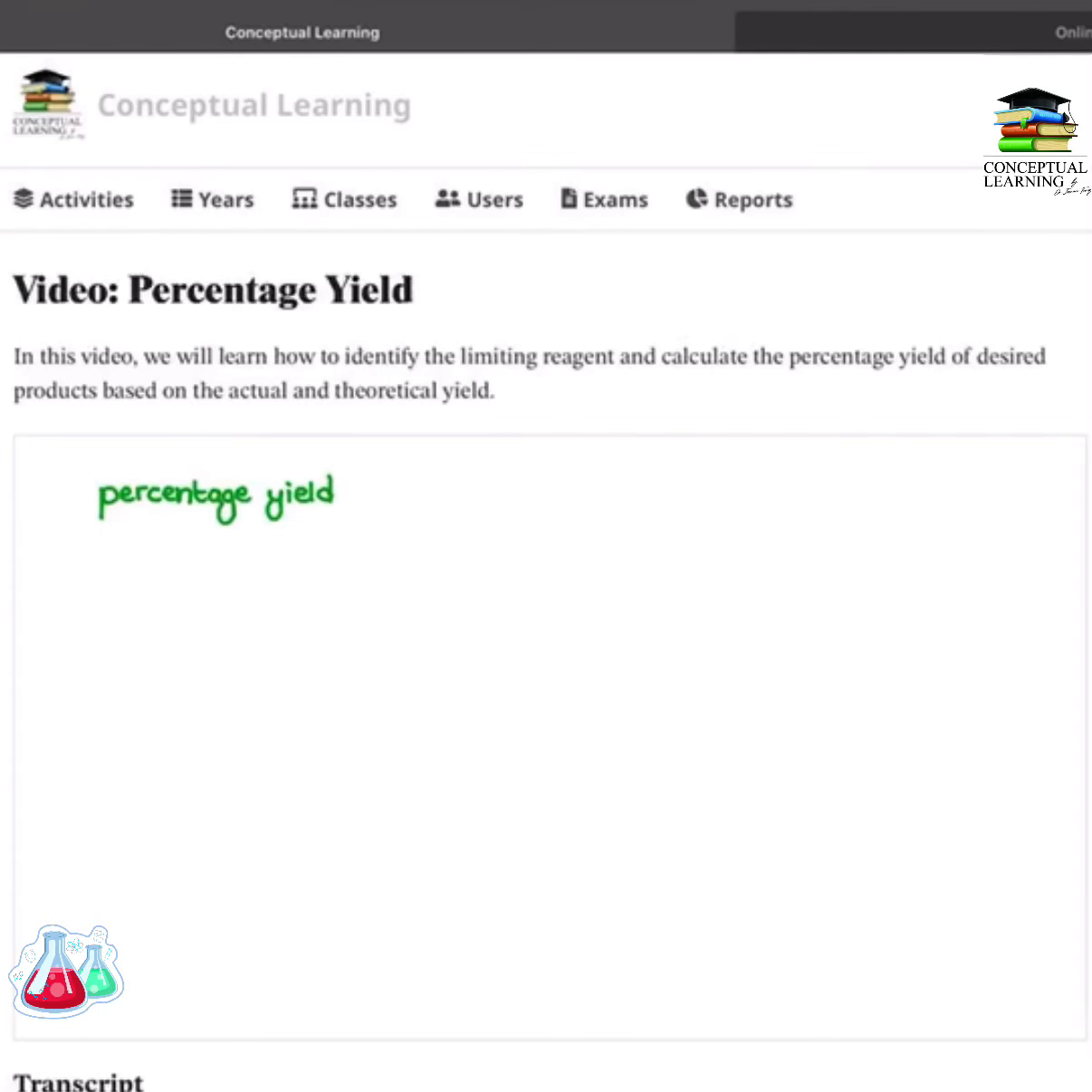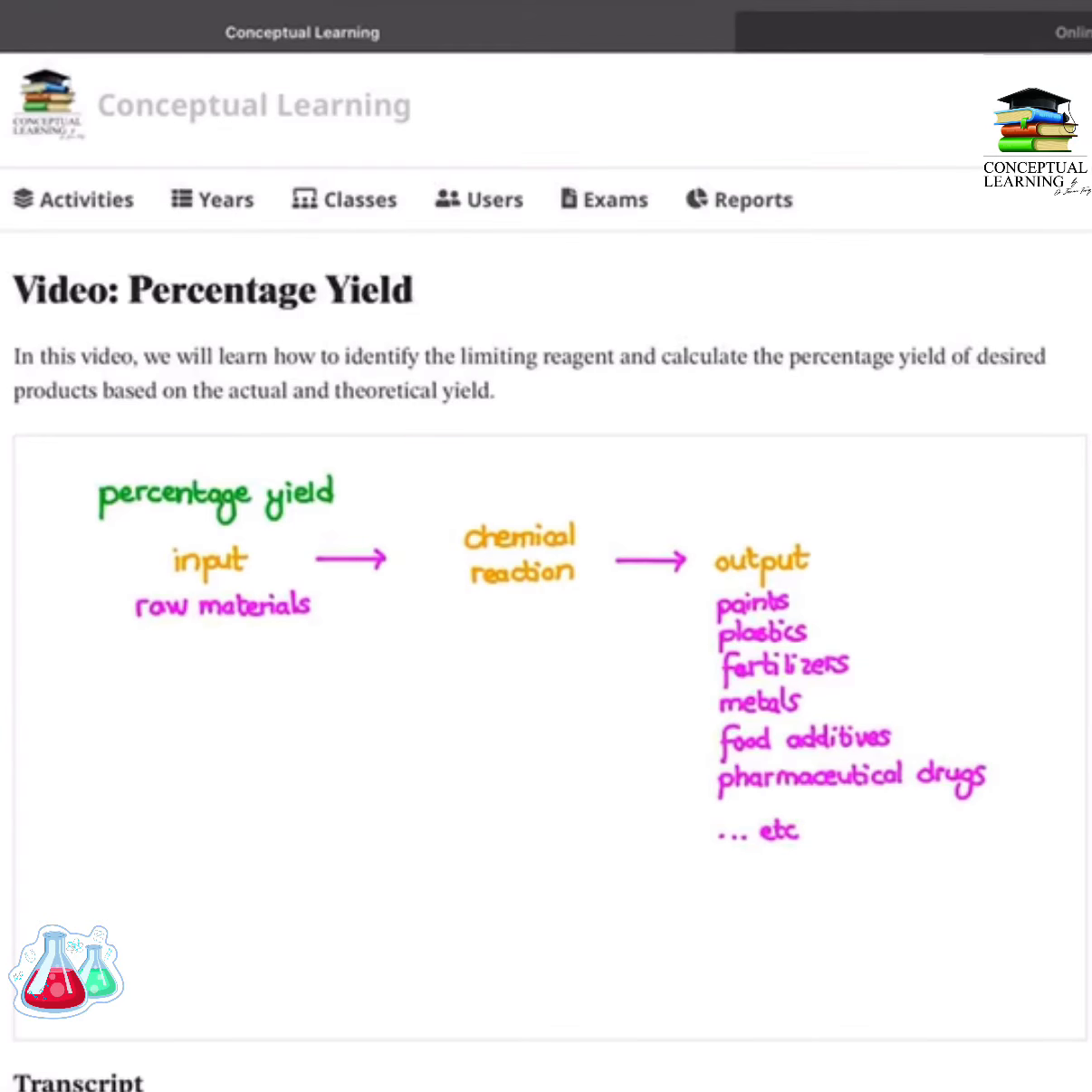Let's look at percentage yield in a very broad context before we discuss it in depth. Most of the things we use in everyday life are the result of a manufacturing process involving chemical reactions. The paints, plastics, metals around us, the fertilizers farmers use, and the food additives and pharmaceutical drugs that we consume were all initially produced or synthesized in large factories using chemical reactions. The chemical industry is big business, and much research takes place to synthesize these chemicals quickly and in a cost-effective manner. Measuring the output or yield of these reactions as a percentage of the ideal yield is an important factor.